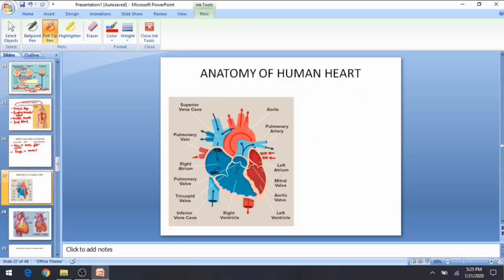But if you look at this diagram, this conical shape has two parts: the apex, which is the bottom conical blunt part, and the base, which is the broadened superior part just opposite to the conical end.